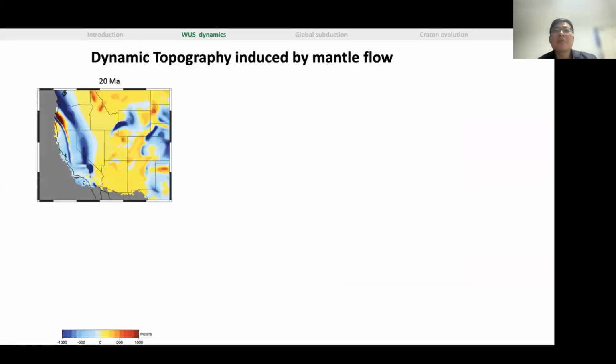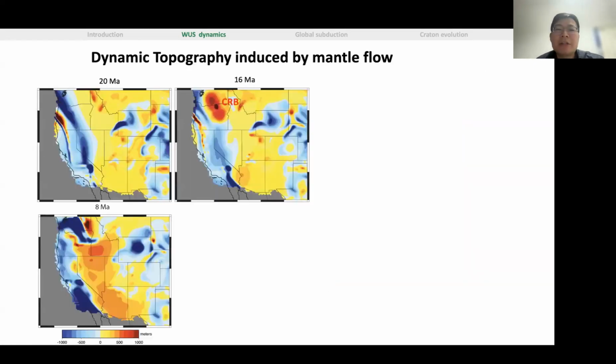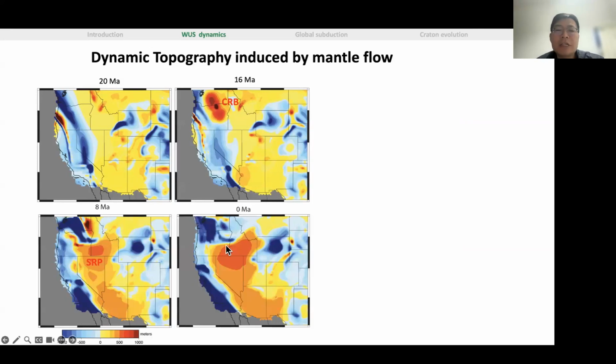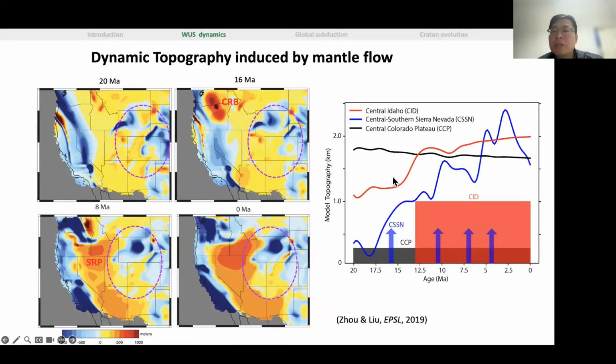And of course, based on the same thing, you can also look at the topography variation. These are just the same sequence. You can see that the high topography really follows the migration of the hot anomaly. And if you look at the region of the Colorado Plateau, it is relatively stable. And if we compare with some observational constraints, the model predictions on the top three curves for three locations match the observation for these regions.